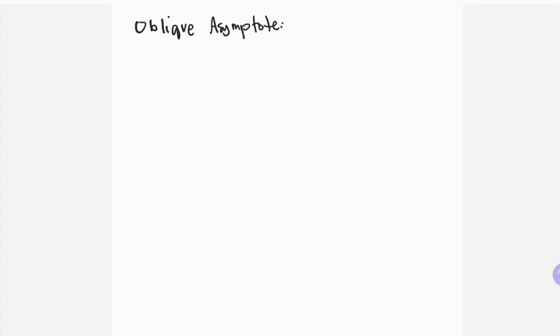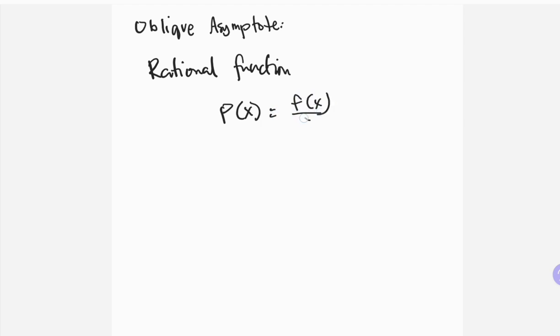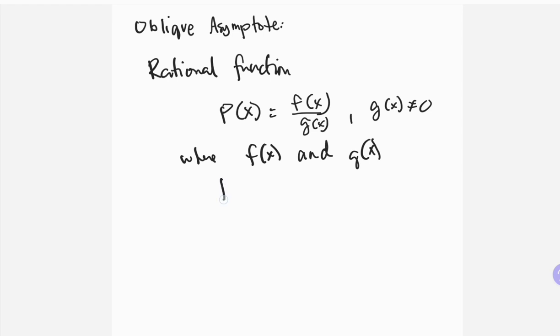In our rational function, we will know that we have an oblique asymptote if the power of the numerator is 1 higher than the denominator. So say, for example, we have the following rational function. Say p of x equals f of x over g of x, where of course g of x is not equal to 0, and where f of x and g of x are both polynomial functions.